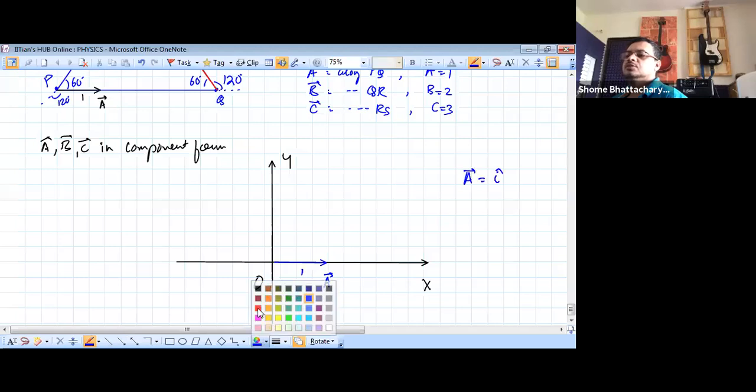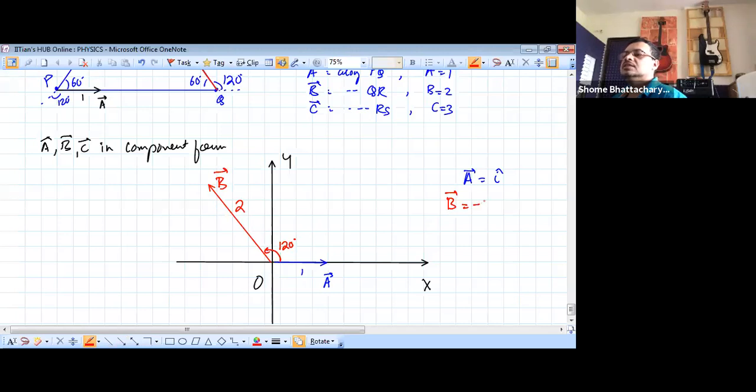But in comparison, how is the vector B looking? It will be at 120 degrees like this. B will be of magnitude 2 units, but this angle will be 120. So B will become what? 2 into cos 120, so that is minus 1 i cap, plus 2 into sin 120, so that is root 3 j cap.